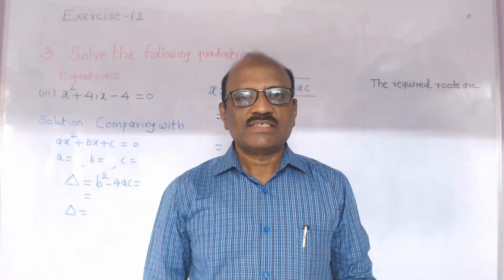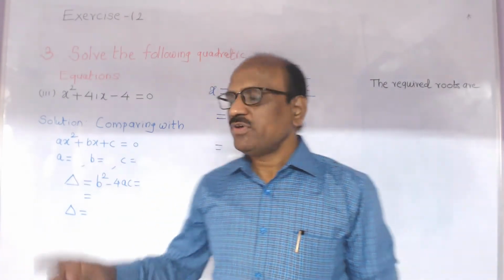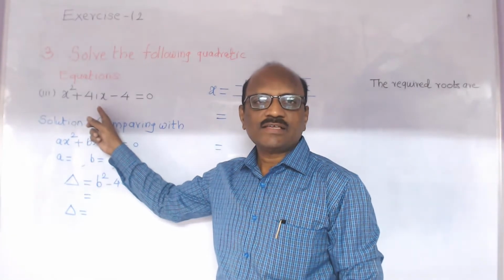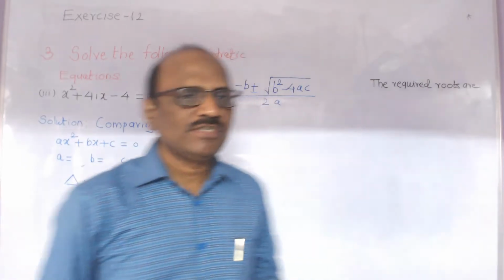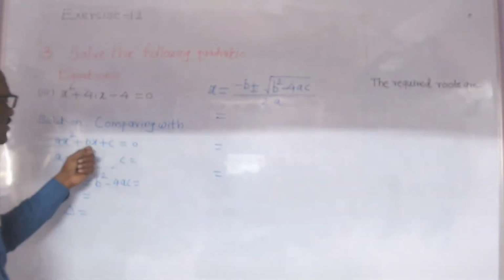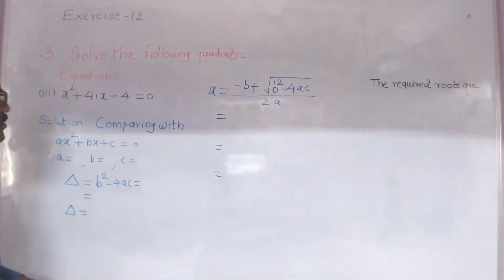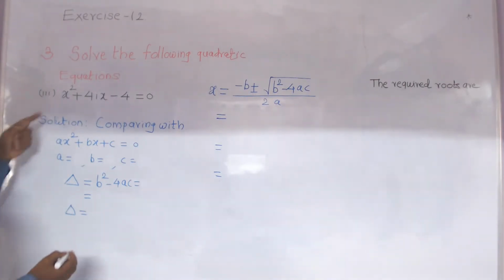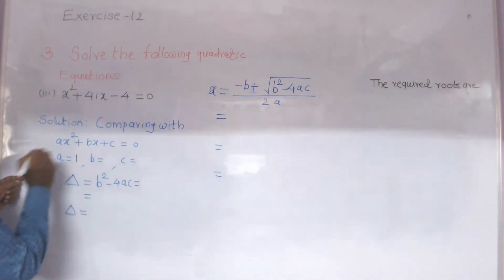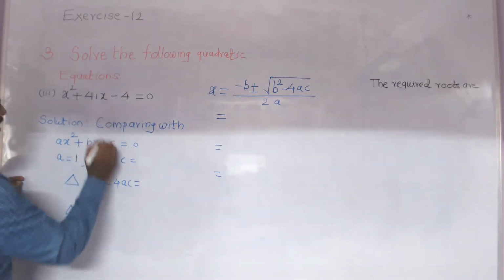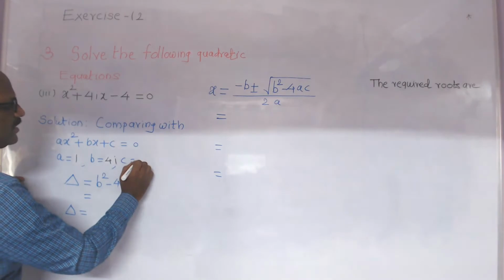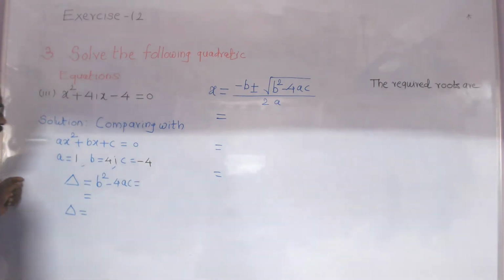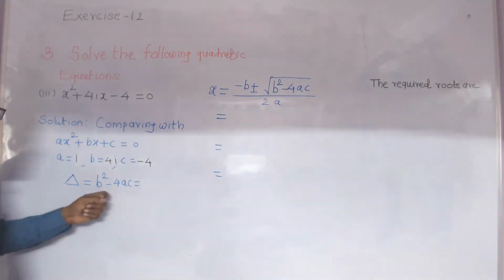Now the next example is x square plus 4ix minus 4 equals 0. Again comparing this equation with ax square plus bx plus c equals 0, here again the value of a is 1, the value of b is 4i, and the value of c is minus 4. Again, the discriminant delta equals b square minus 4ac.